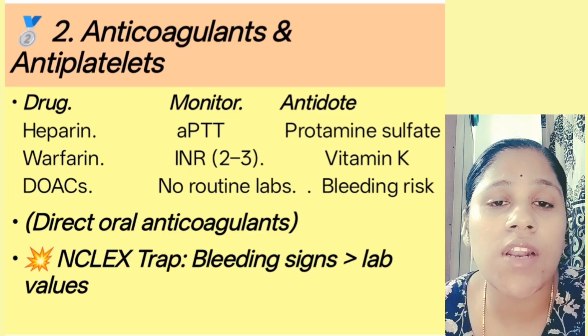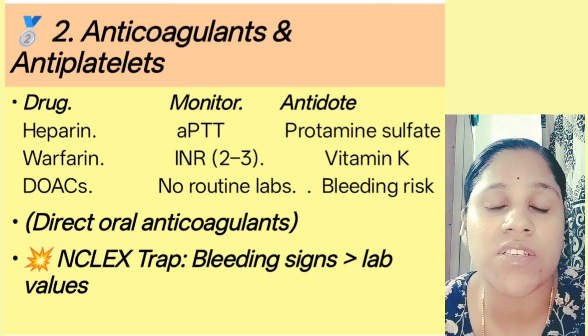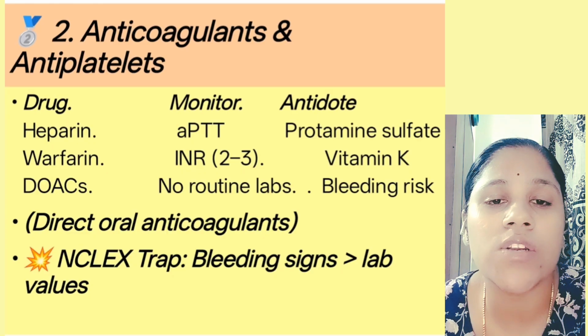And direct oral anticoagulants. Here we are not going to go by normal routine lab values. But of course we are going to monitor for any bleeding risk in the patient. The NCLEX trap here is that the bleeding signs are more emphasized than the lab values. So we need to see the patient's signs and symptoms.